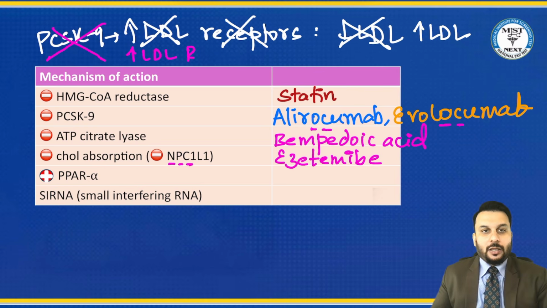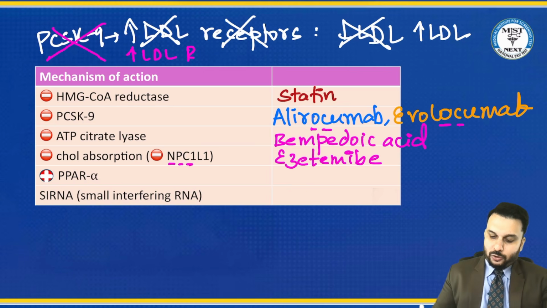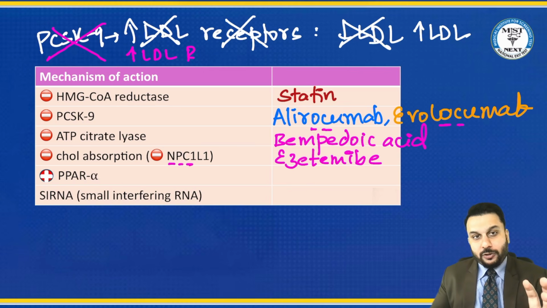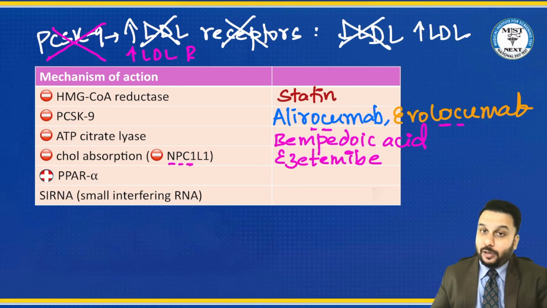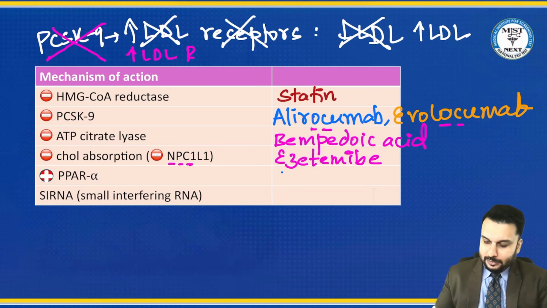All right, next is PPAR alpha agonist. You must remember, when you stimulate PPAR alpha, it increases an enzyme called lipoprotein lipase, and that will reduce triglyceride. This is the best medicine for triglyceride, and these are the drugs called fibrates.